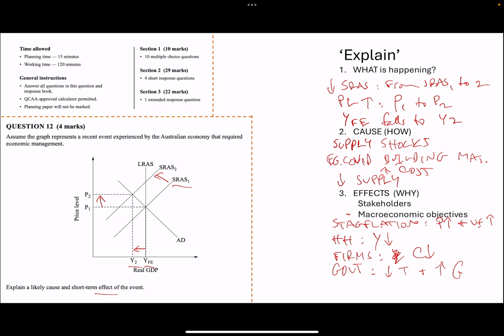So what I've tried to do here is break down what's going on from the model itself, what's caused it, and I've had to make some decisions and inferences around that. But once I understand what's happening, I can always talk through to these effects, both on my macro objectives of price level and unemployment, and also to my stakeholders. Now let's see how I went compared to the result.